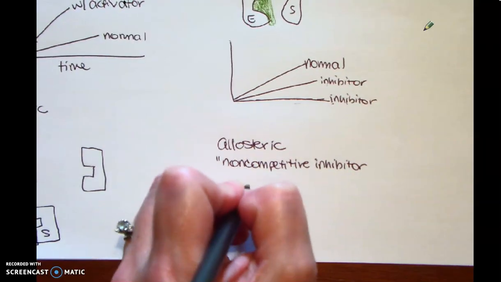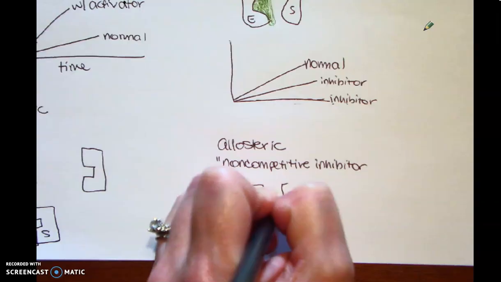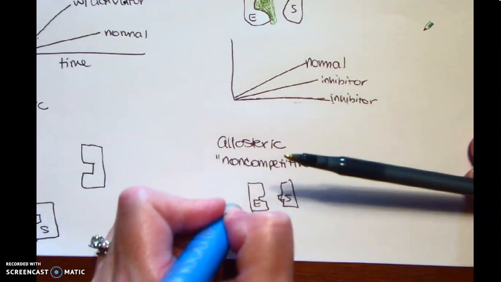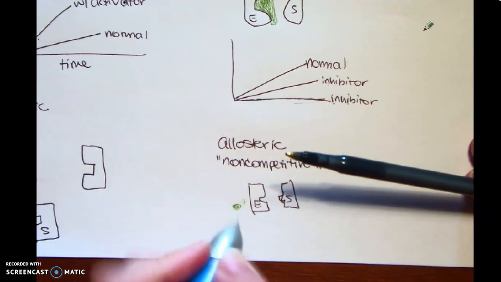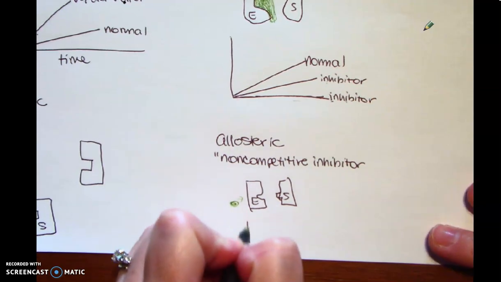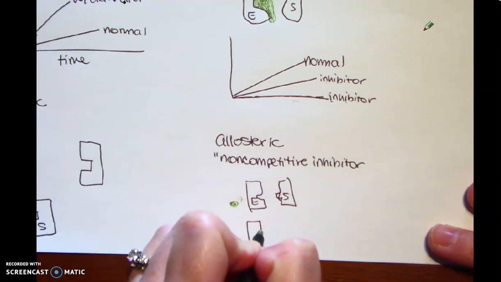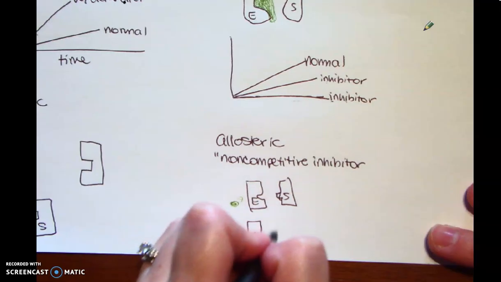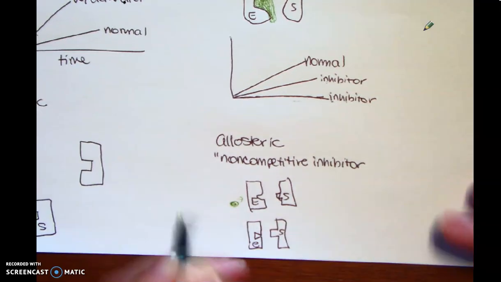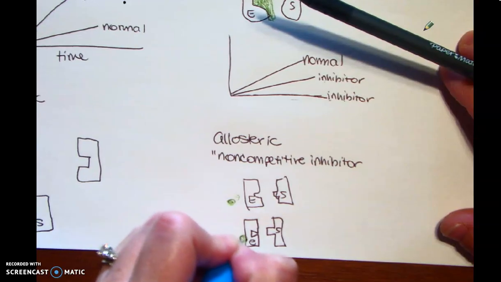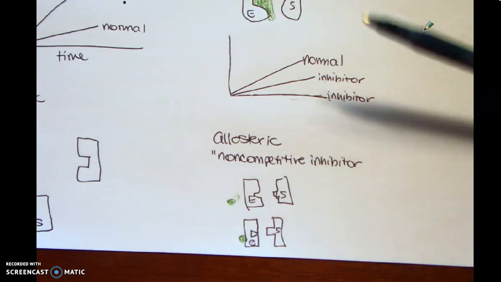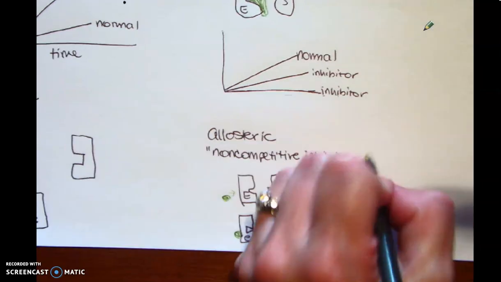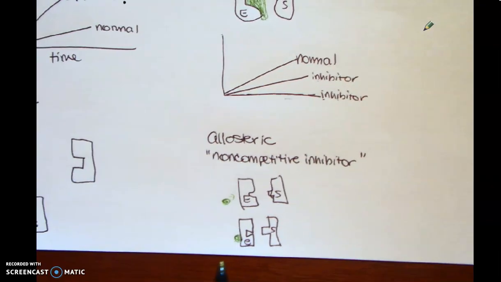Because what it's going to do is, if this is the substrate and enzyme, it is going to come in and bind somewhere back here, just like the activator. And when it does that, there we go, it causes the enzyme, there's a substrate, it causes the enzyme's active site to change, and so it can no longer accept that substrate. So it stops the enzyme from working, but it does it by binding somewhere other than the active site.